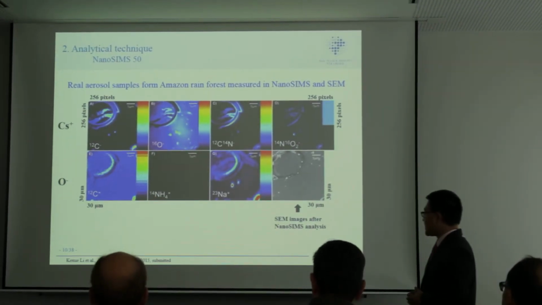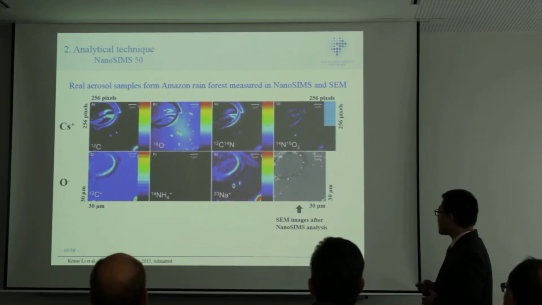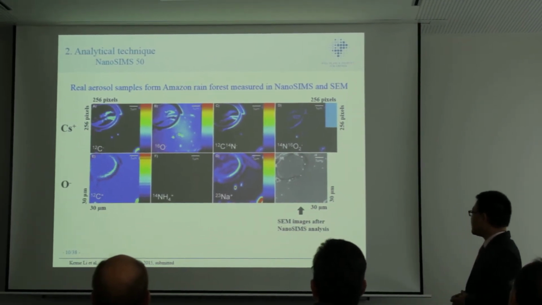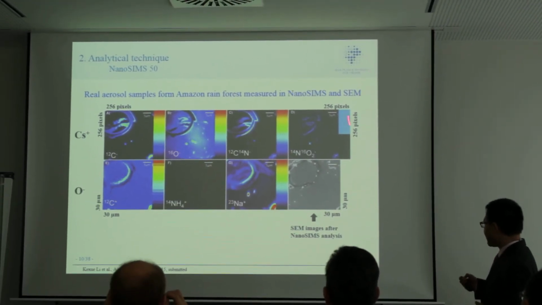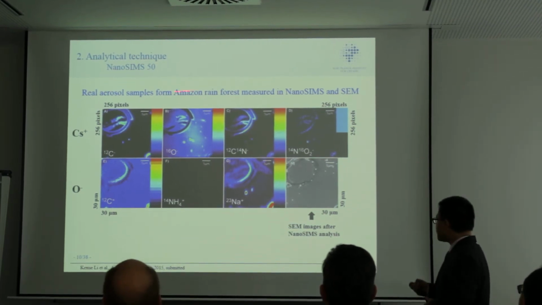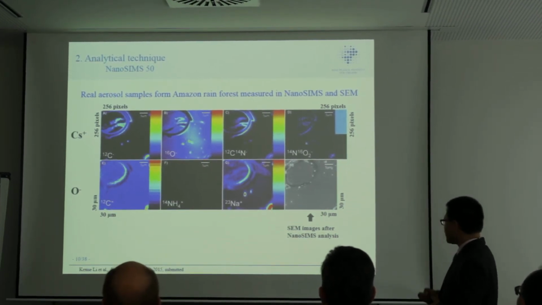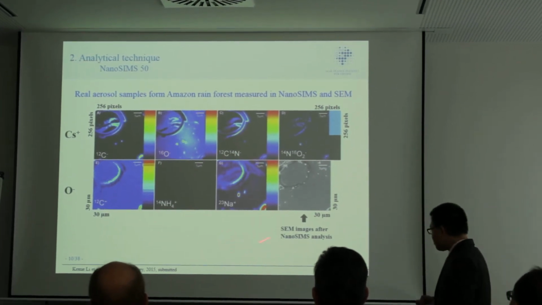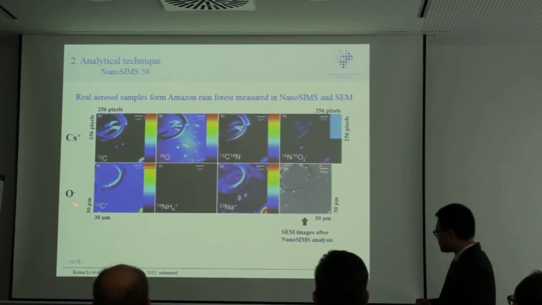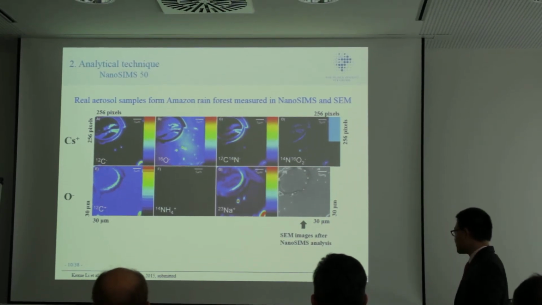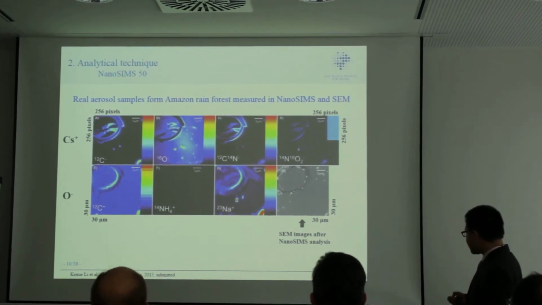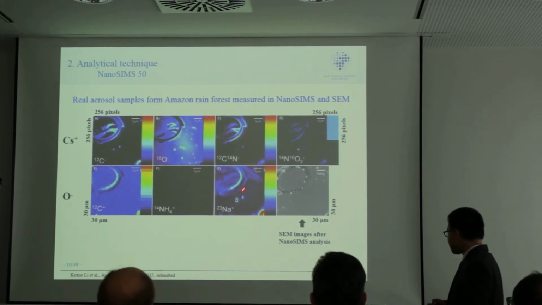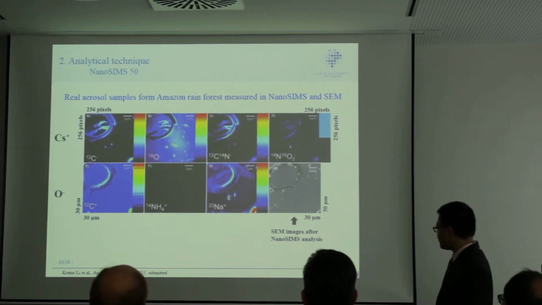Here I'll give you an example from a real aerosol sample from the Amazon rainforest, measured in NanoSIMS and SEM. First, negative secondary ion images are produced by cesium plus primary ions. Second row, positive secondary ion images are produced by oxygen minus primary ions. These SEM images are obtained in the same scanning area after NanoSIMS analysis.